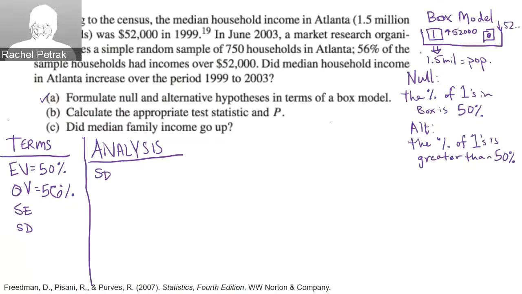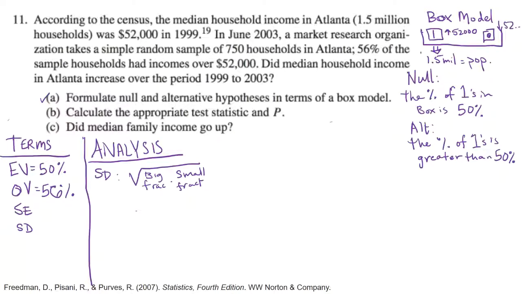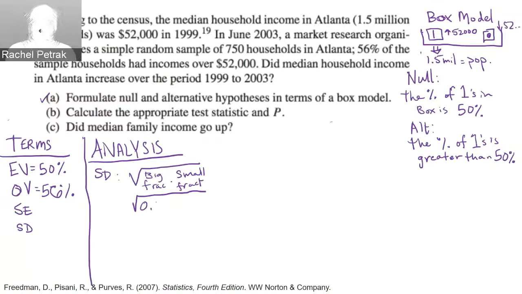We know we need to get our standard deviation. We can use the shortcut where we know this is a 1-0 box, so that's going to fall out of the equation, or we can take our big fraction times our small fraction. In this case, they're the same, so it's 0.5 times 0.5, and the square root of that.